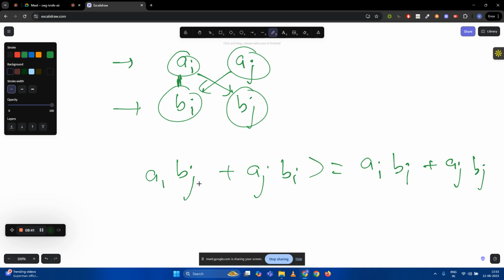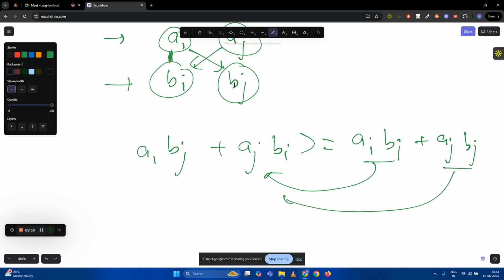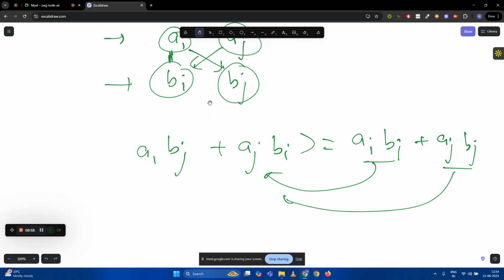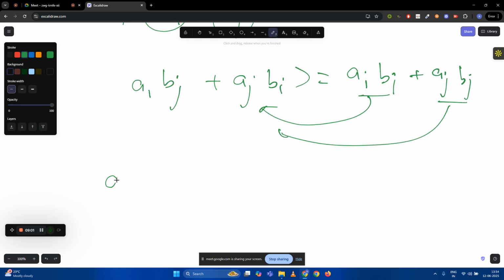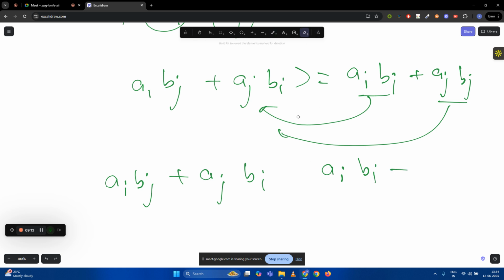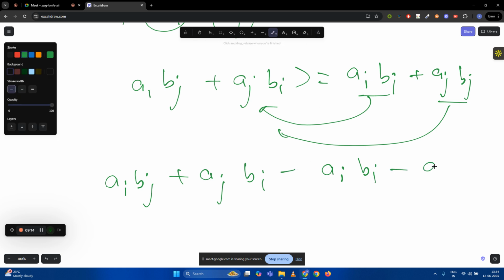Now, let's put everything on the left side. Anything would work. I'm putting everything on the left side, so it is Ai Bj plus Aj Bi minus Ai Bi minus Aj Bj. Till this one everyone is clear, right? That is greater than or equal to 0.